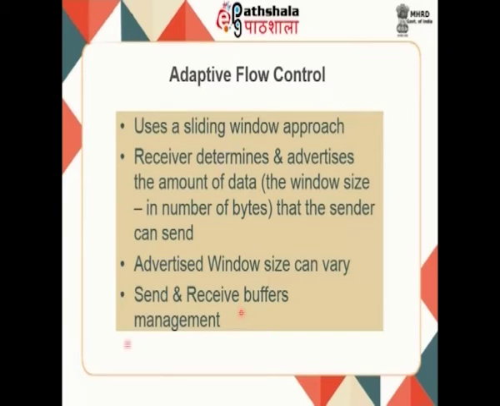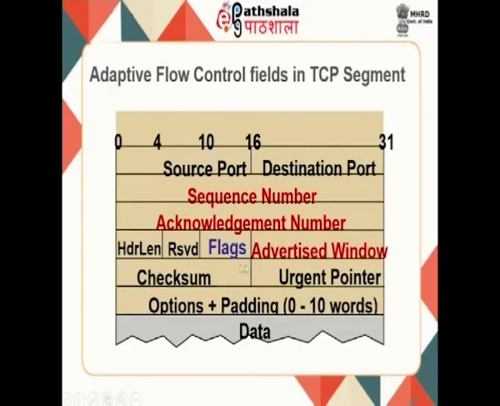So, let us look at the different buffers and the different mechanisms that are used in TCP to do this. If you look at the header fields that you have in TCP, you will see that there are 3 fields here which are used for flow control. One is the sequence number, second is the acknowledgement number, and the third is the advertised window field. Okay. So, these are the 3 fields which are used by TCP for doing this adaptive flow control, and we will see how these numbers are actually used.